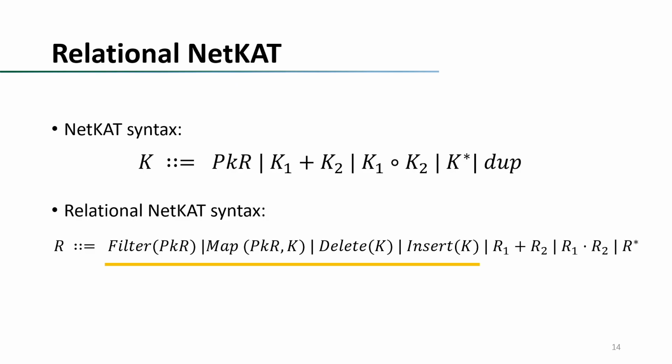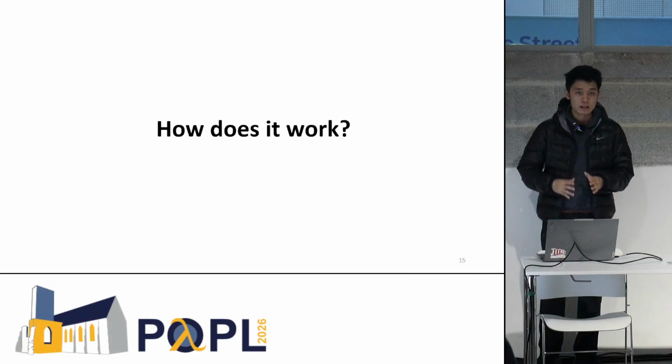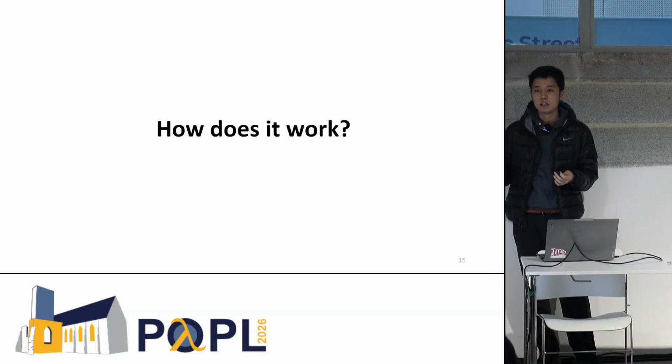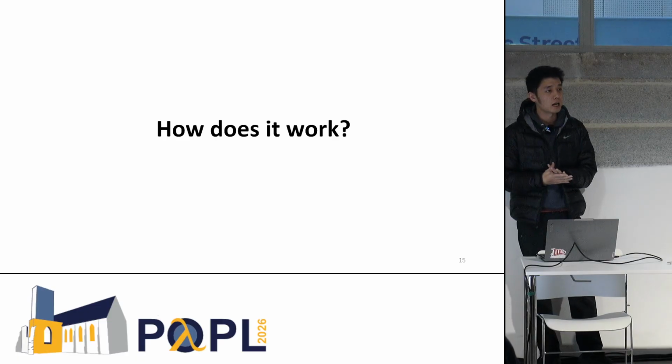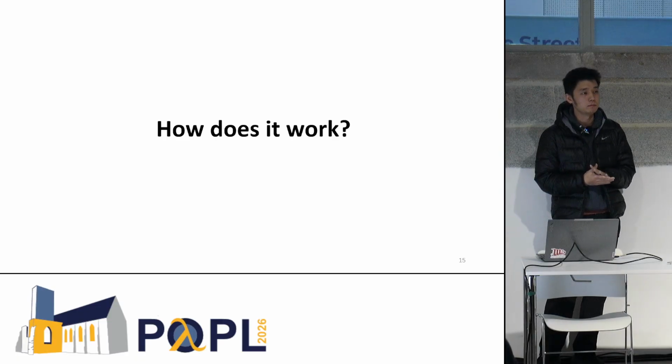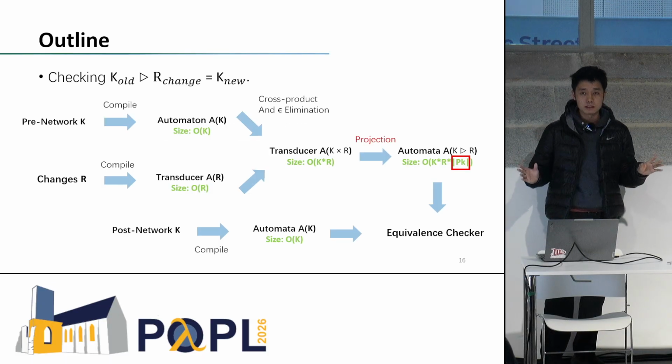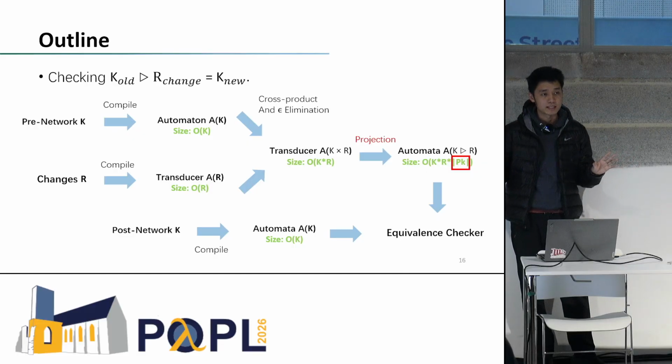So the next step is how are we going to check this specification? What is the algorithm for this kind of compilation? As one familiar with automata theory might notice, relational NetKAT is actually a NetKAT transducer. So the question is whether we can apply the regular transducer algorithm onto our relational NetKAT. And the answer is, in most of the steps, yes, but with one exception.